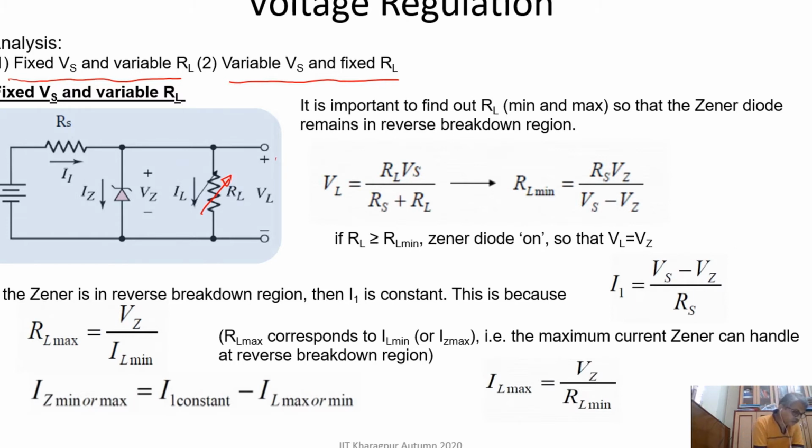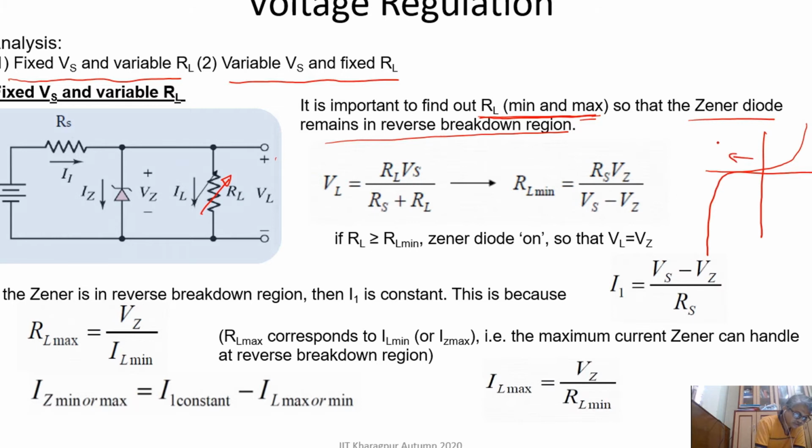So what we are trying to do now is find the minimum and maximum value of RL. For that, this Zener diode remains in the breakdown region. As I have drawn before, this is the forward bias and this is the reverse bias, and this is the forward bias portion. We should operate in this region, as I mentioned before. So we have to make sure that the Zener diode remains in the breakdown region.